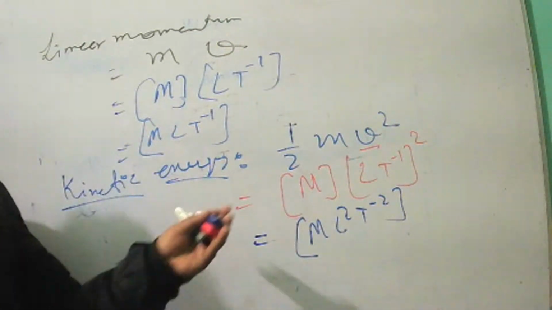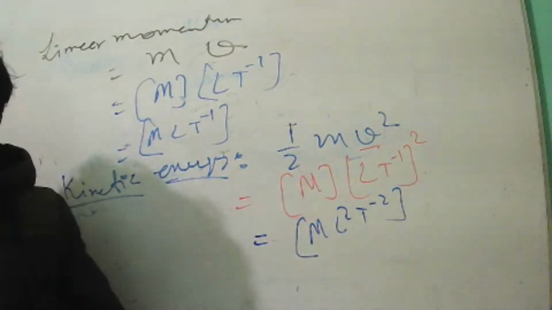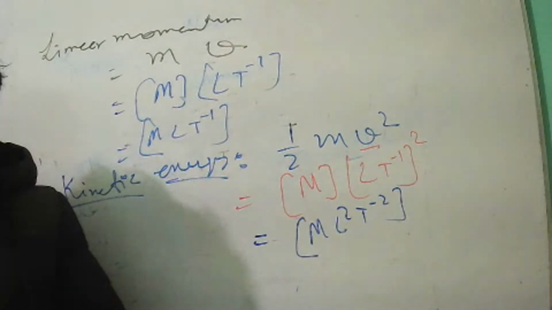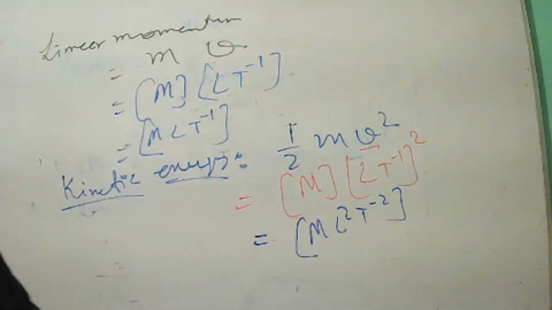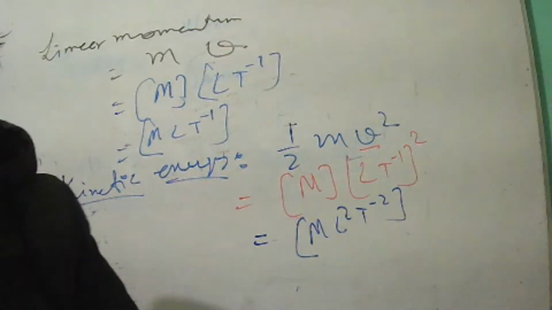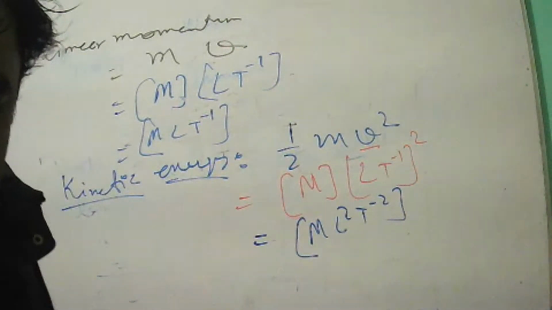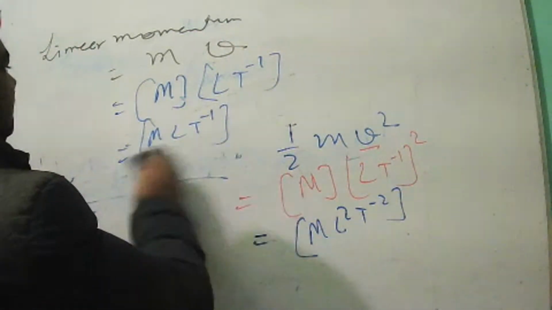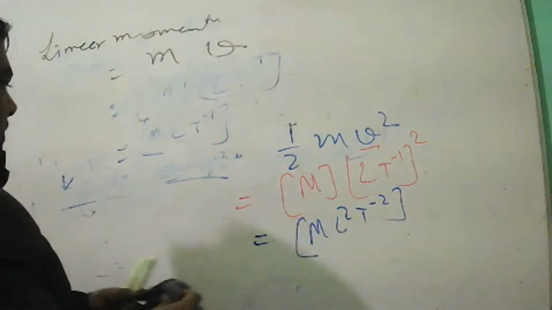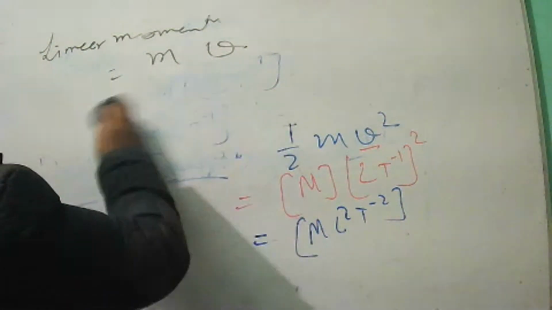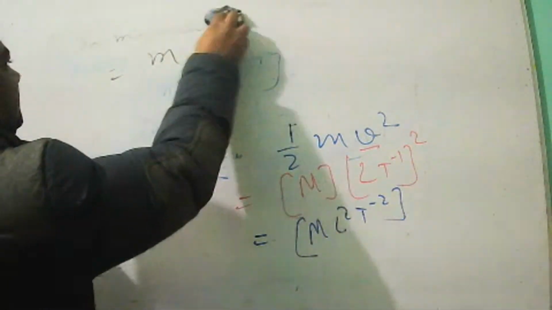Do you remember any other physical quantity whose dimensional formula is the same? Just now you check the work dimensional formula. Work dimensional formula is also M L square T minus 2. It is there, no? Direct questions come in your NEET examination to find out a dimensional formula.